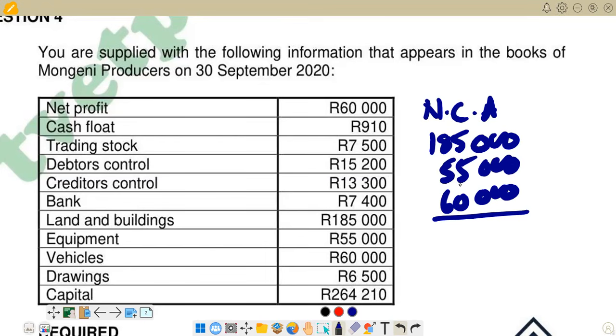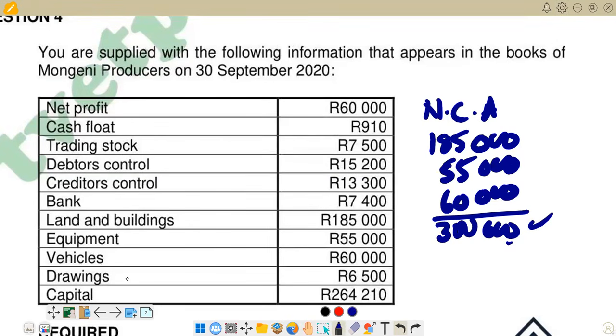Having listed this, we can add to get the total. If you add 185, you add 55,000, then you add 60,000, you are supposed to get 300,000. So this is the figure for non-current assets that we are going to put. Remember, we are not going to list them individually, land and buildings, then equipment. We are just going to put the total, which is 300,000.